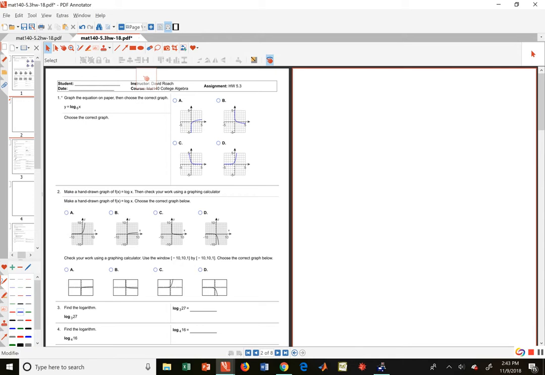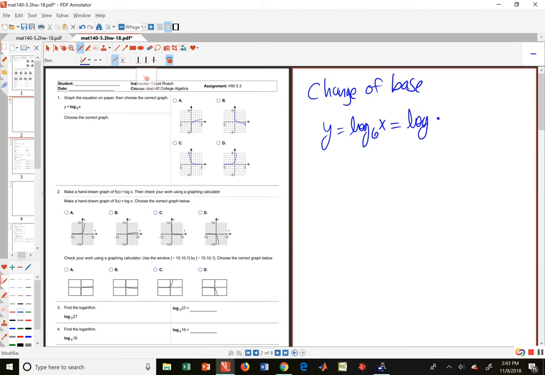Now, let's just start off with what is the graph of log base 6 of x. Right off the bat, we need to know the change of base formula for logarithms in order to work this one on the calculator, because there is no log base 6 on our calculator. Well, there is, but you have to hunt around for it. So y equals log base 6 of x. You can rewrite this as the log base 10 of x divided by the log base 10 of 6.